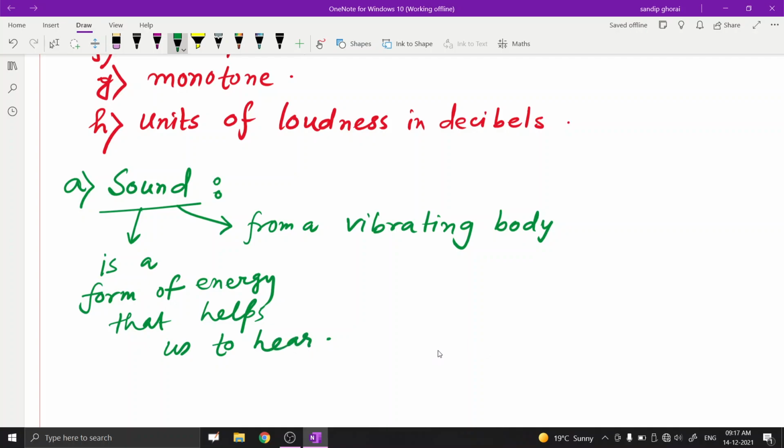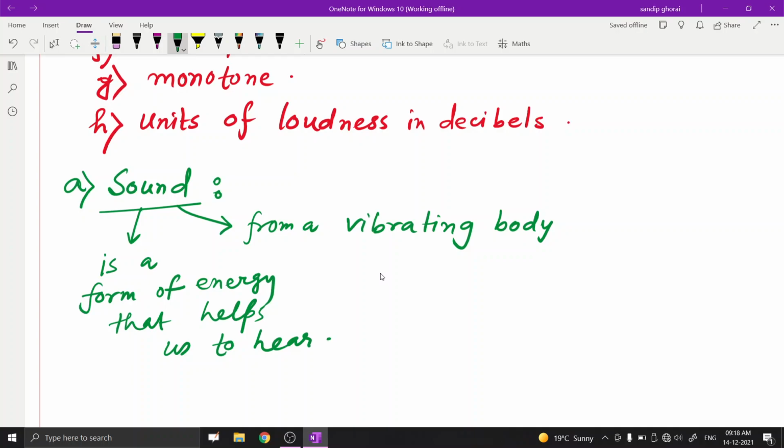Now the question is, is sound always produced? Yes, from a vibrating body sound is always produced, but sometimes we can hear it, sometimes we can't, because of its frequency. Later we discuss what frequency is. So just remember that sound is a form of energy that helps us to hear, and it is always produced from a vibrating body or object, which may be living or non-living. We can hear different types of sound because their frequency is different.